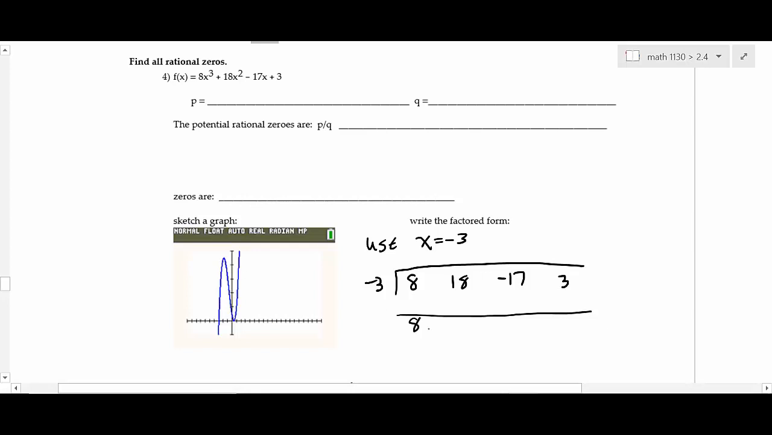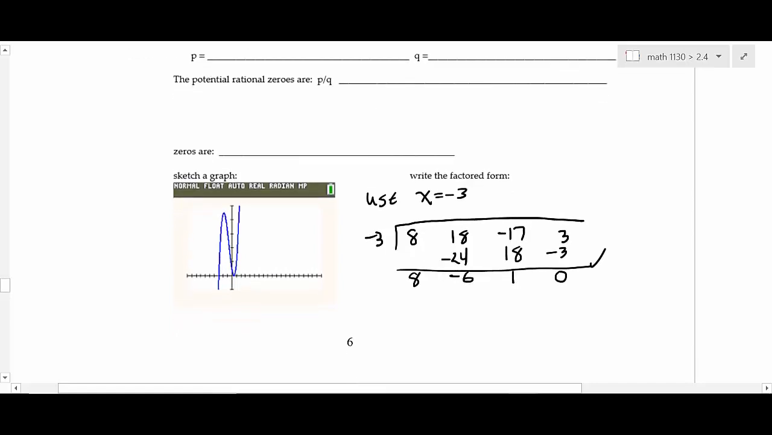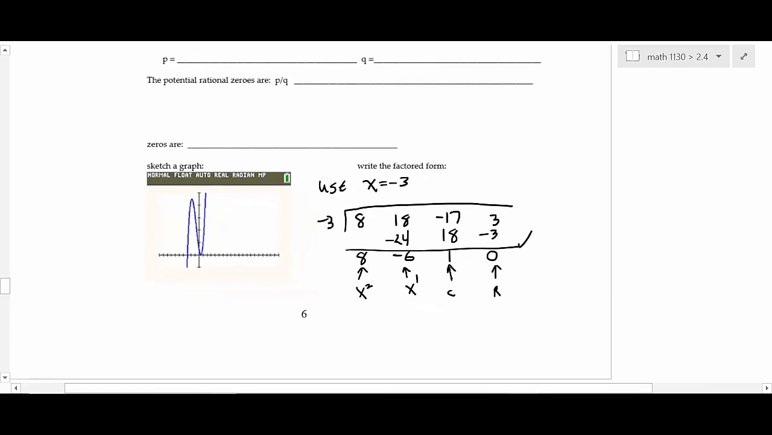So I bring down the 8, multiply, that's -24, add, that's -6, multiply, that's 18, add, that's 1, multiply, and you do get a remainder of 0. Okay, so that proves that. So what you've got to do next is understand what's left over. That's the remainder, that's a constant, that's the x to the first, and that's the x to the second. So you write down that you're left with 8x squared minus 6x plus 1, and then you set that to 0 to find the other two zeros.